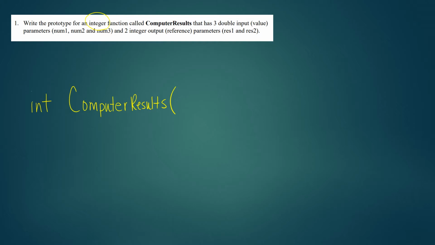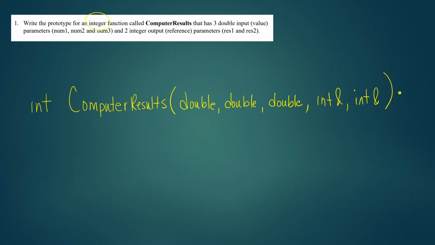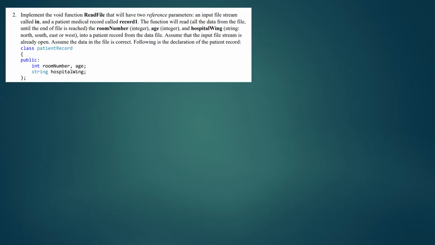So there are 3 doubles, and you could put the name. The names definitely need to be there in the function definition, but in the prototype you just need to say what the data type is. And we have 2 reference parameters of type int. And since it's a statement, a declaration, it ends in a semicolon. And those are ampersands.